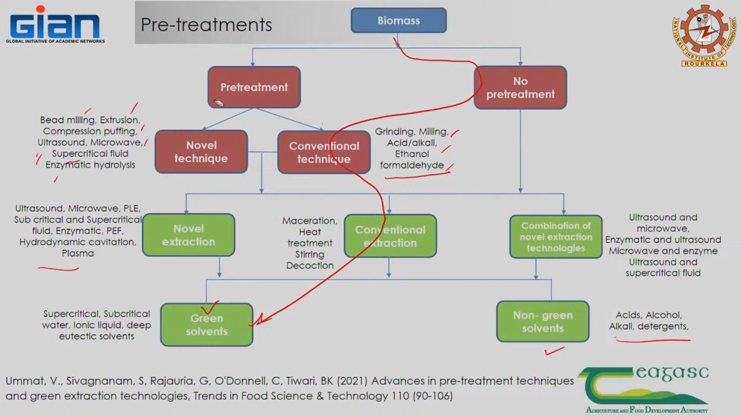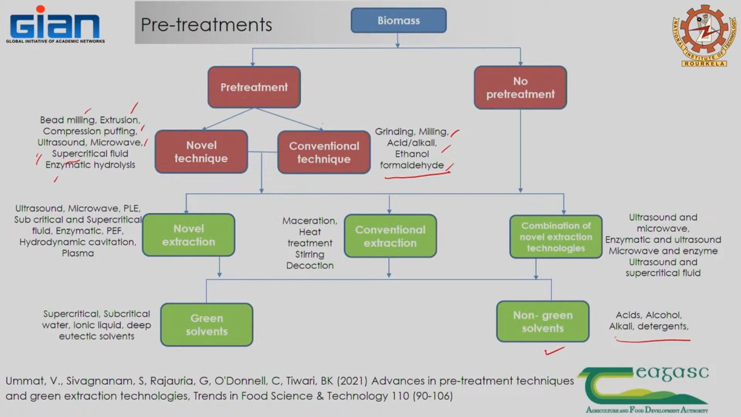Every biomass does not need a pre-treatment, that is one message. Second one, pre-treatment can be with a conventional or a new technique. Extraction can be new pre-treatment followed by conventional extraction. You will see some examples in coming slides, or pre-treatment with a new technique, new extraction and new solvent. So, any aspect of this will be considered as novel extraction technique.